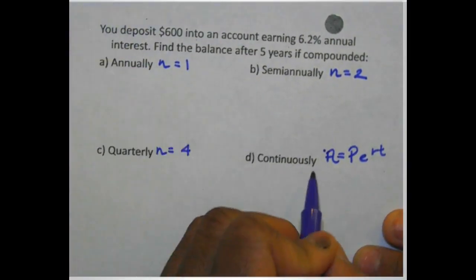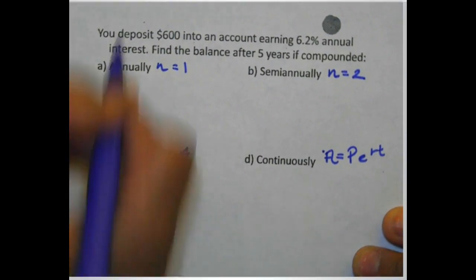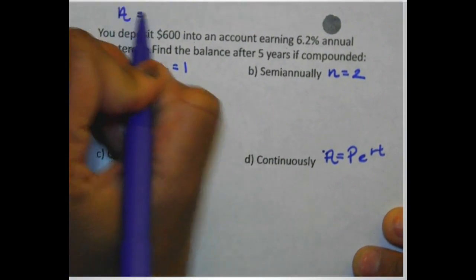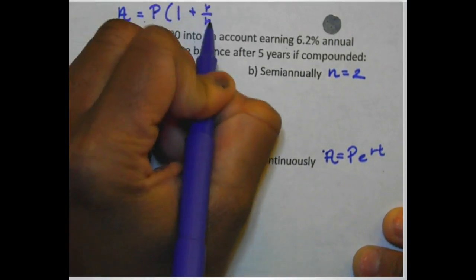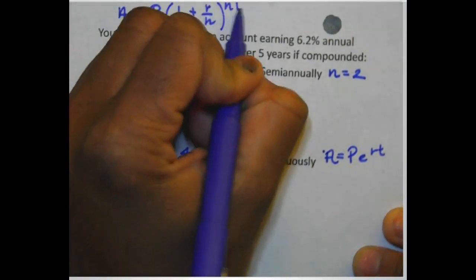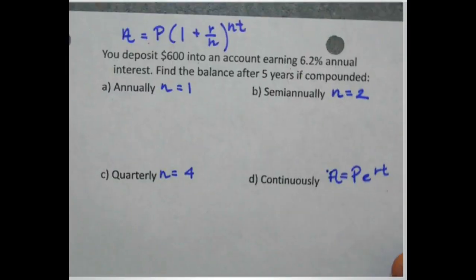If you don't see the word continuously for compounded, then I want you to automatically go to the other formula, which is P times (1 plus r over n) to the nt. You'll see me trying to just write it down as much as I can, because that's going to help me remember the formula and what goes where in it.